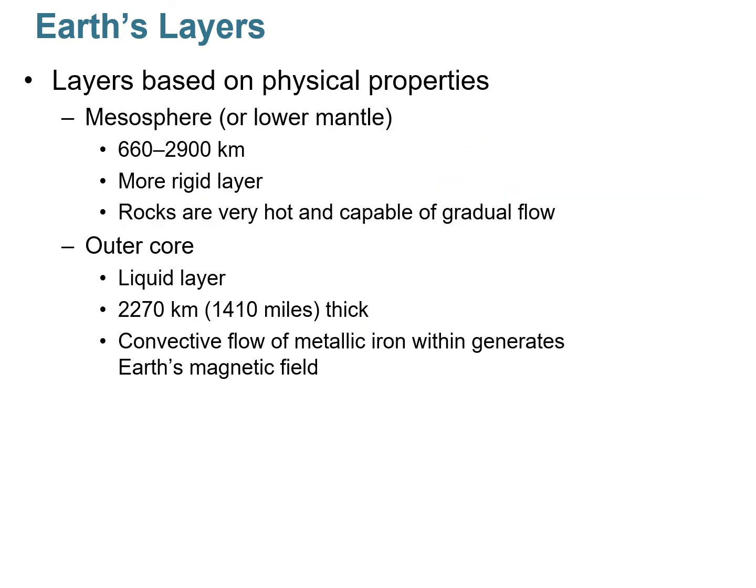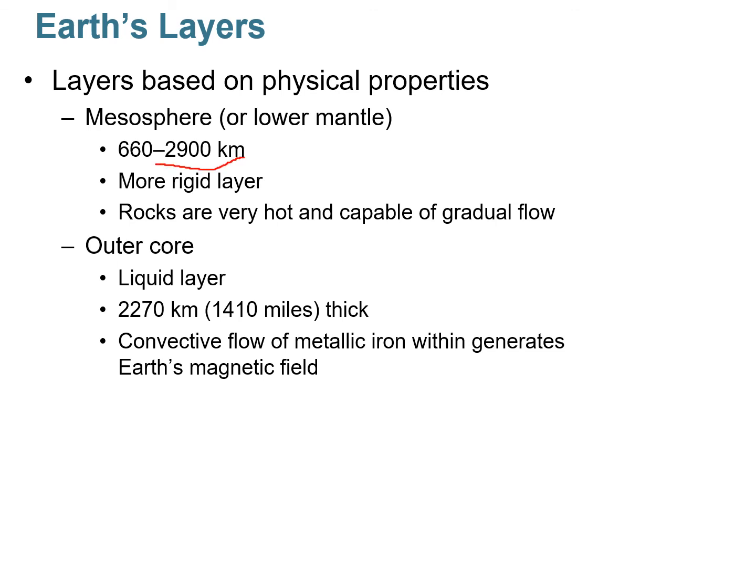Then below the asthenosphere is the mesosphere. This is the lower mantle. Now you're so deep within the Earth that the pressure is so great that the rigidity of the mantle increases. So the rocks in the mesosphere are very hot, and they're capable of flow, but very gradual and very slow. So it's a more rigid layer, and that goes from 660 to about 2,900 kilometers.